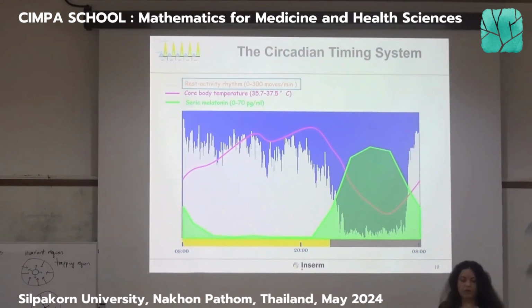Okay, so we do have a rhythmic organization, and we know at least a few things about this organization, and this is called the circadian timing system. So again, circadian is for 24 hours.